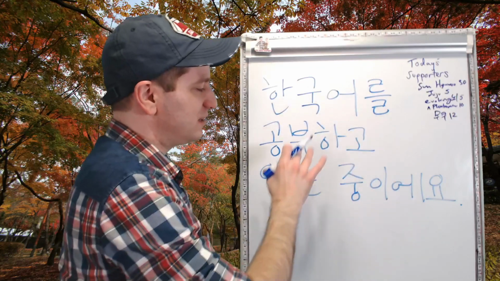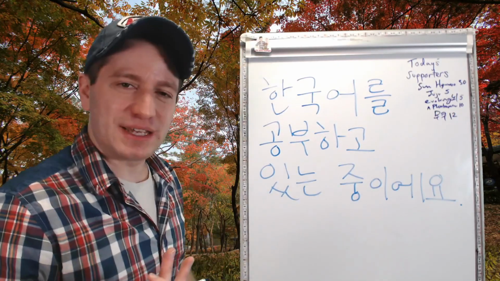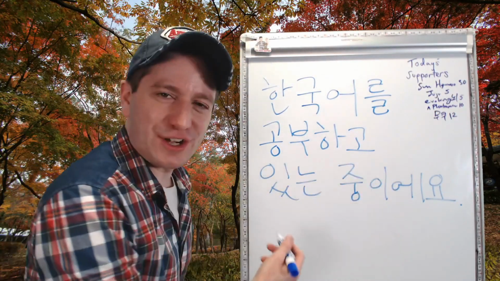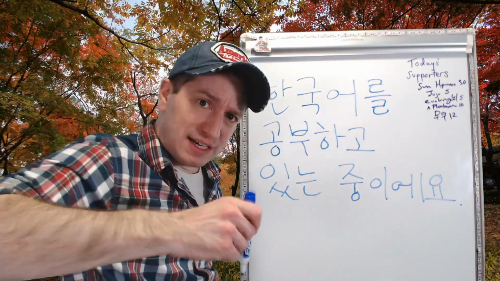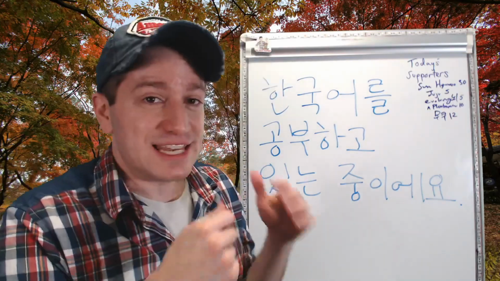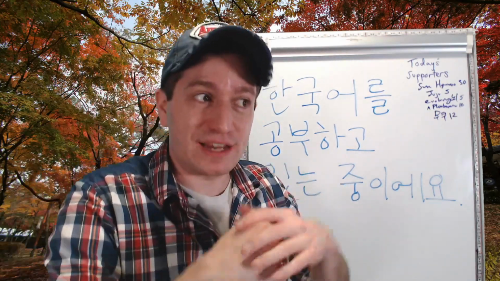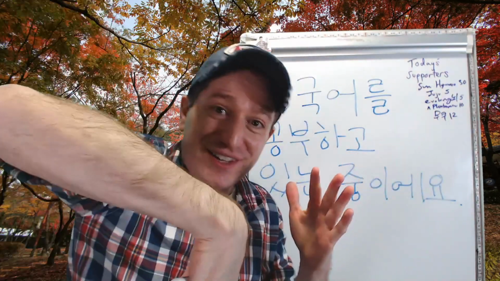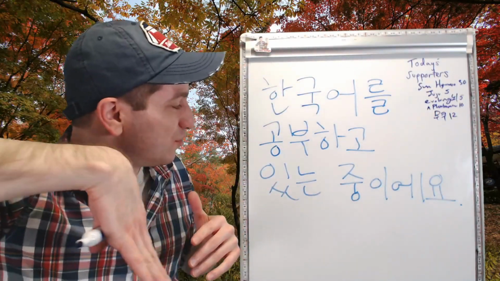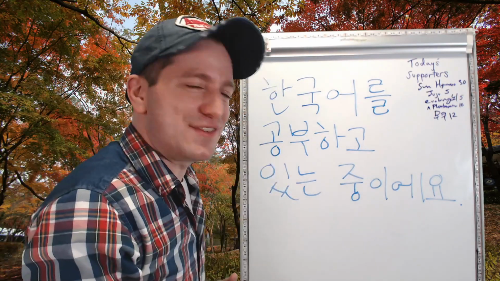한국어를 공부하고 있는 중이에요. So I am currently in the middle of studying 하고 있어요. Studying Korean. We're adding in 중이다. So now I'm in the middle of studying Korean right now. This would be like saying, I started studying Korean already, and I am studying it. I'm doing it for a period of time, and right now I'm in the middle of that studying. 한국어를 공부하고 있는 중이에요. Right now I'm in the middle of studying Korean.